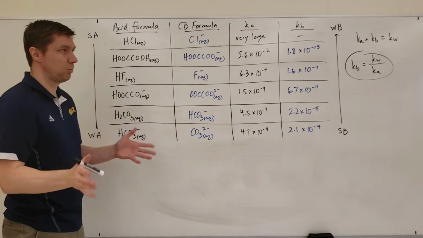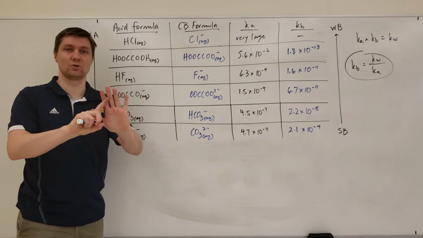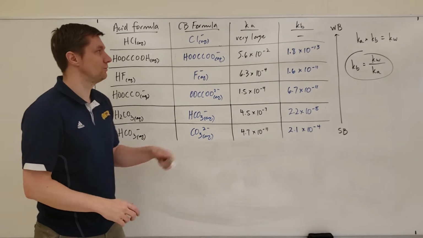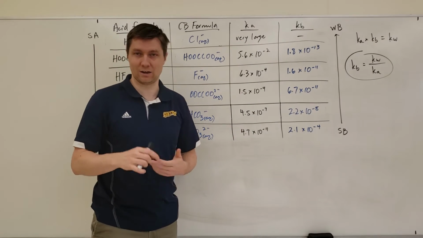So the first thing that I want to point out is that on that chart at the very top, those first 6, those are the strong acids. Those guys 100% ionize. And so you might see the Ka value and it says very large, and you wonder, well, why doesn't it have an actual number there?